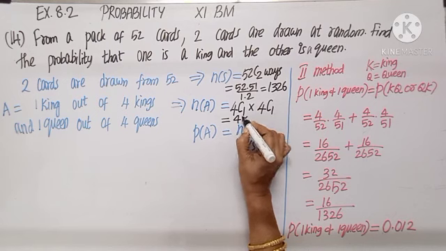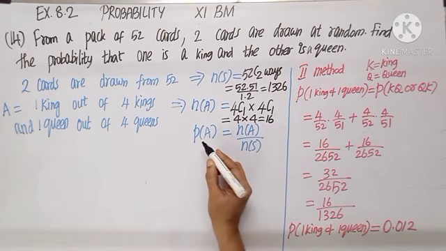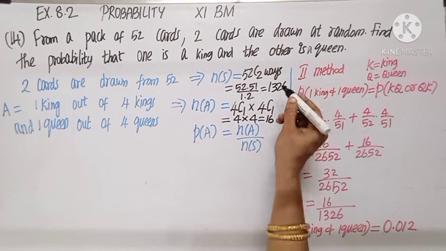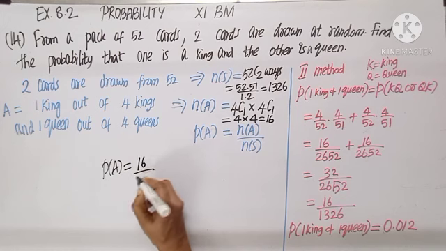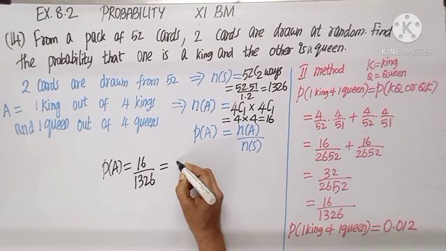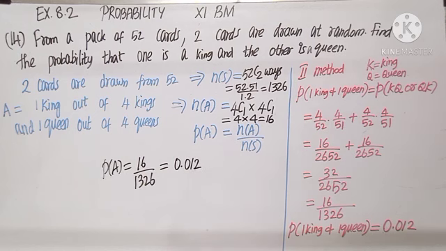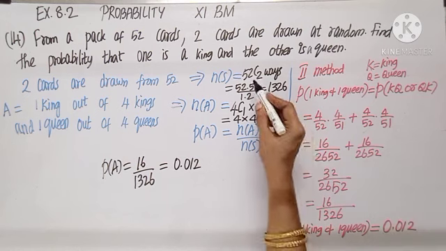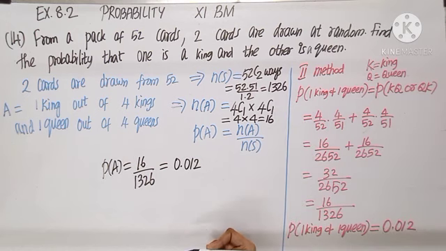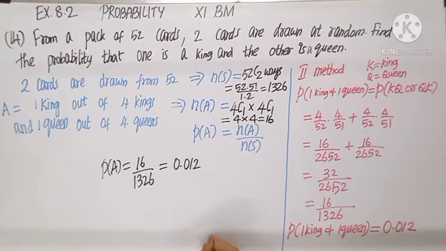4C1 is 4. 4C1 is 4. I get 16. What is P of A? N of A by N of S. So P of A, I can write 16 by 1326, which reduces to 0.012. The same problem I can also do without combination. We know there are 4 kings and 4 queens out of 52 cards.